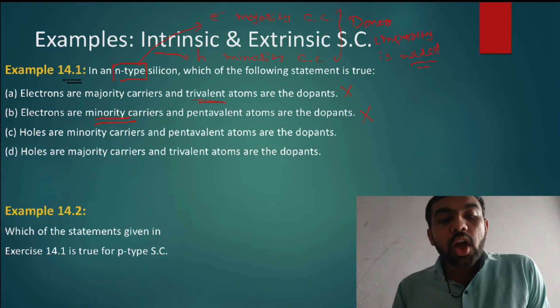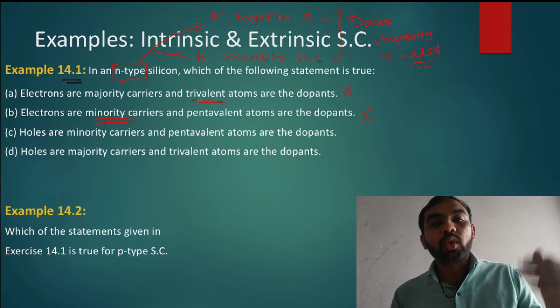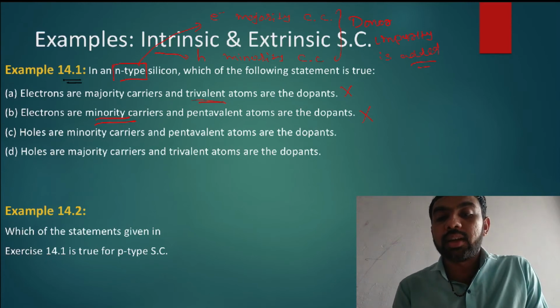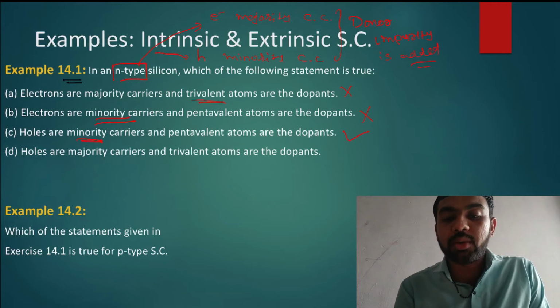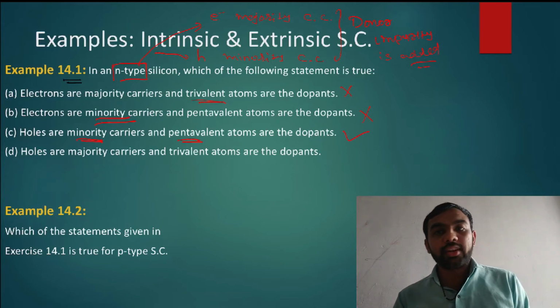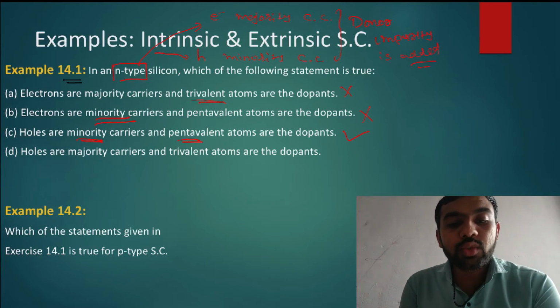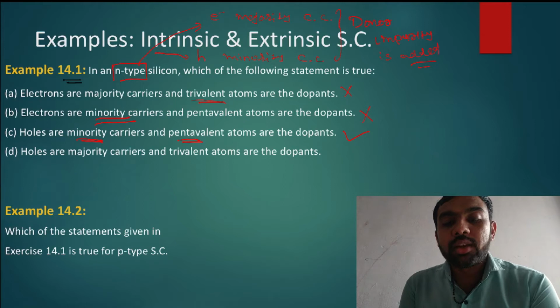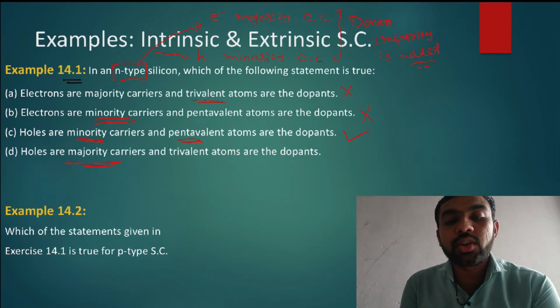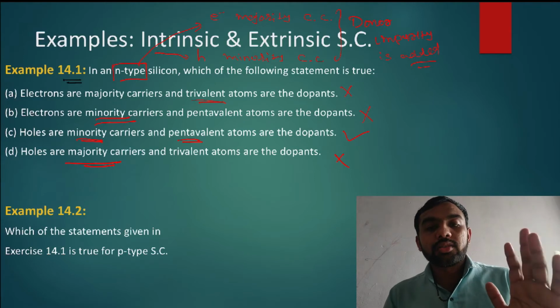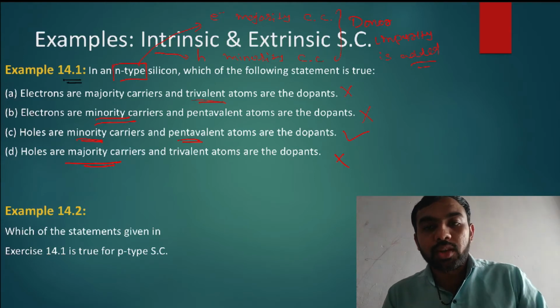Coming to the third one: holes are minority and pentavalent atoms are considered as a dopant. So this one is correct because holes are minority and pentavalent is added. This is the characteristic of an N type semiconductor. It means C is correct. And the last one, holes are majority, is wrong actually. So the fourth one is also wrong. This is the simple solution for example number 14.1.